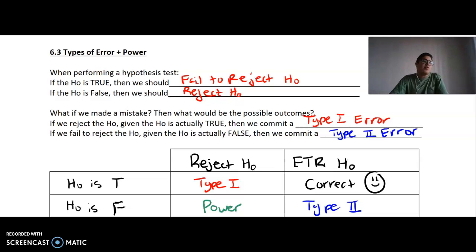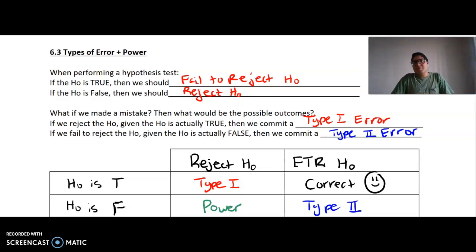Alrighty, now when performing a hypothesis test, if the null hypothesis is true, then we should fail to reject the null hypothesis, because if it's true, we don't want to deny it. We would like to think that we'll keep the same information. Now, if the null hypothesis is false, then it would make sense that we reject the null hypothesis. We might have evidence to suggest another type of relationship.